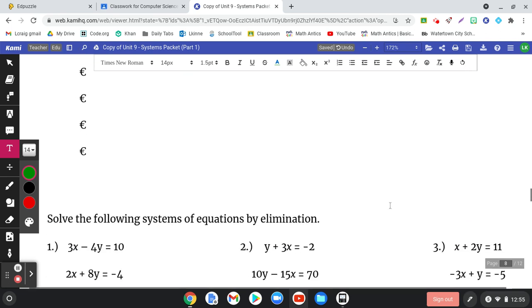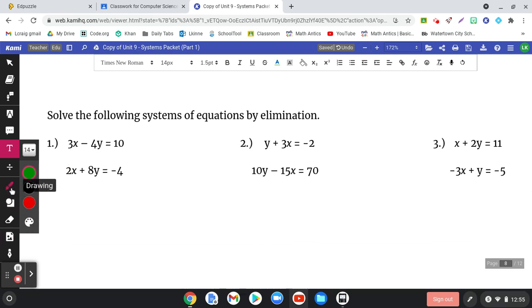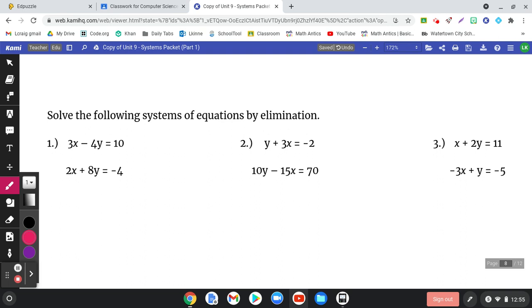All right, so why don't we try that? Let's go down and start these first steps. So our first step is we lined up our like terms. We're fine there. Our next step, bear with me because I'm going back and forth between the mouse and this. Okay, so we're going to multiply the top equation, the whole thing, by the lead coefficient of the bottom equation. All right. So 2 times 3x is 6x. 2 times negative 4y is negative 8y. And 2 times 10 is 20. Just keep your equal sign.